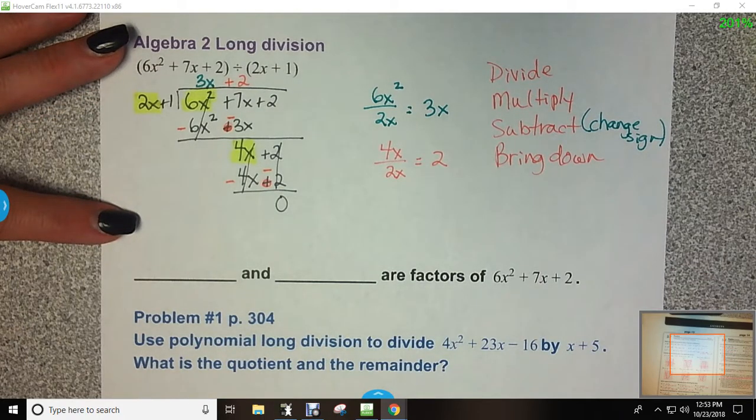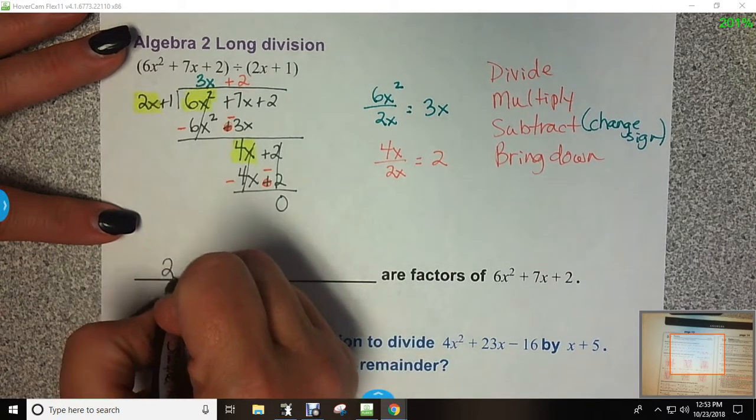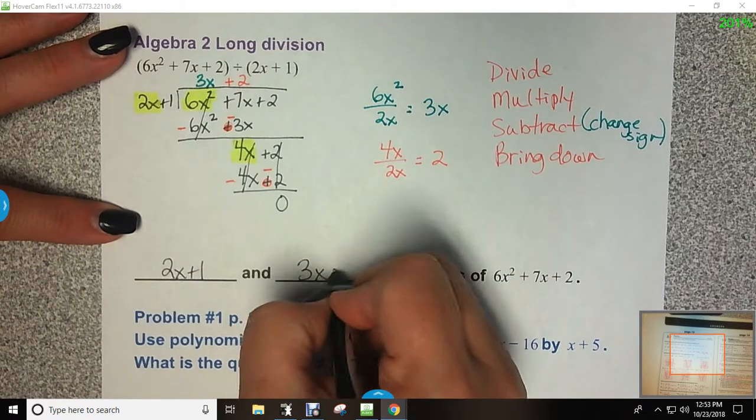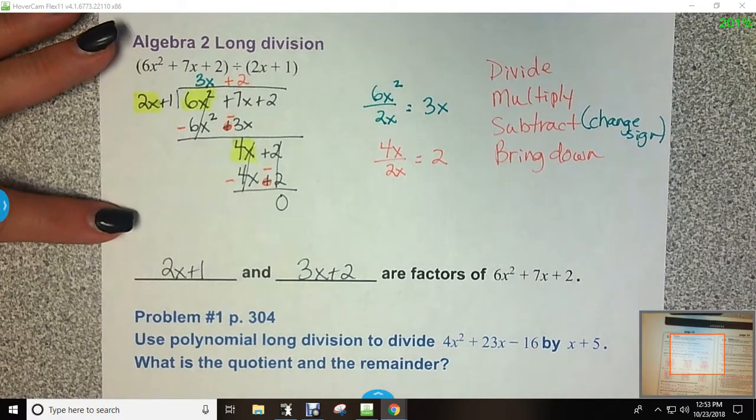So what are the factors of 6x squared plus 7x plus 2? 2x plus 1 and 3x. Okay, the number in front of the house and what's on top of the house.